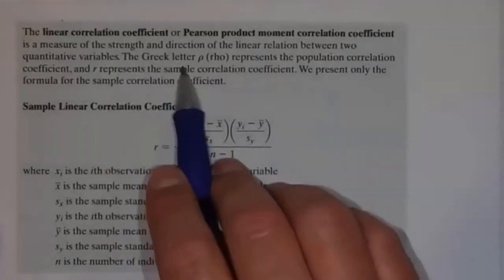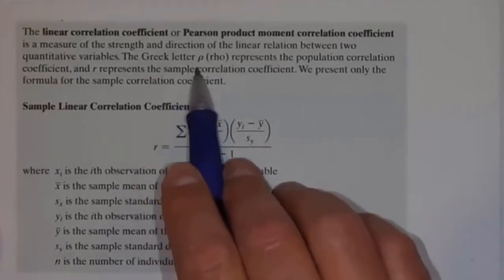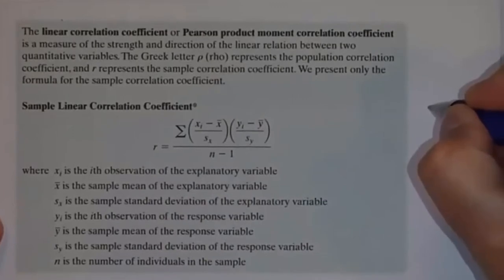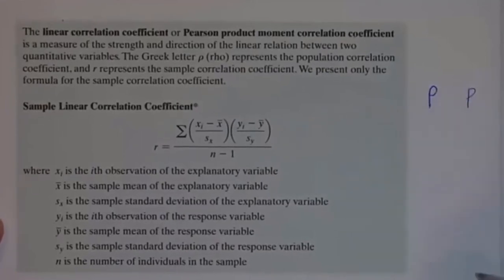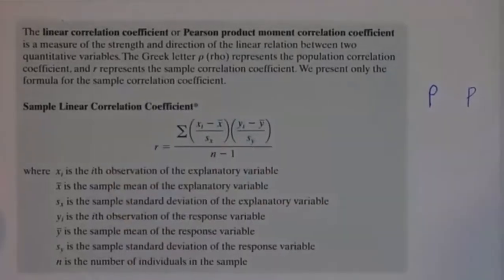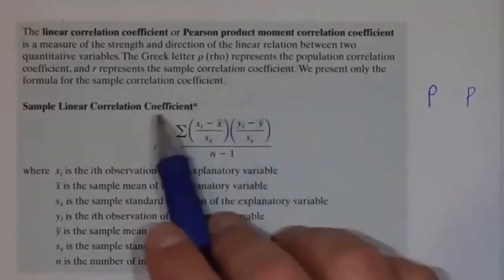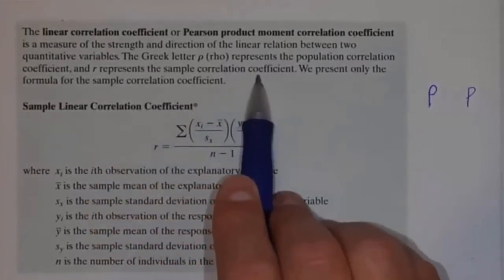Now, the Greek letter rho kind of looks like a funky P, but it is a Greek letter. If you write it, you start at the bottom of the P, come up and curve around. So that is rho. So it's similar to a P, but not exactly the same thing. Anyway, that represents the population correlation coefficient. So rho is the parameter. The letter R represents the sample correlation coefficient.